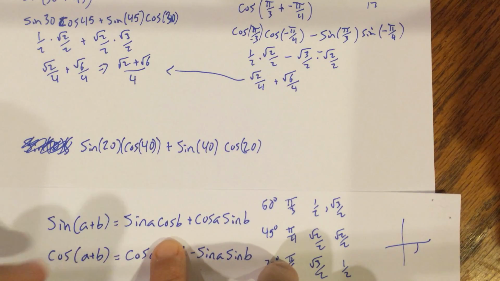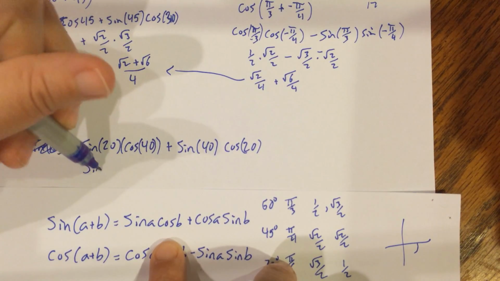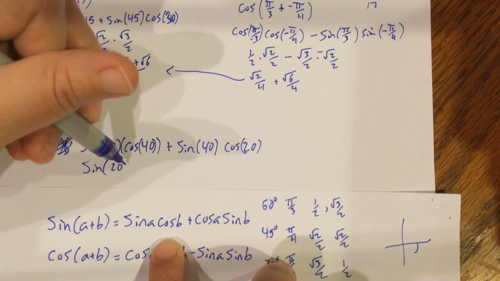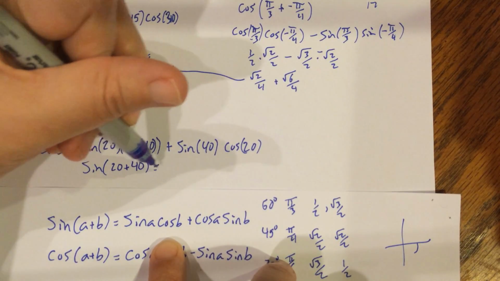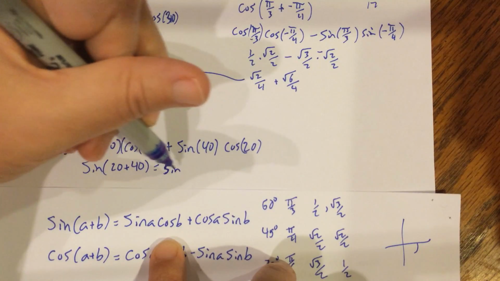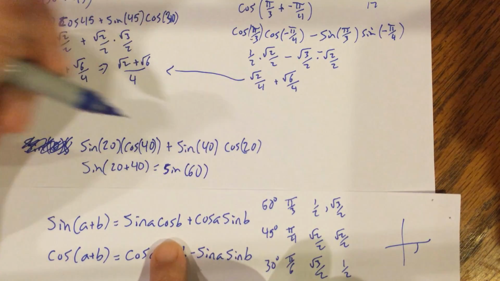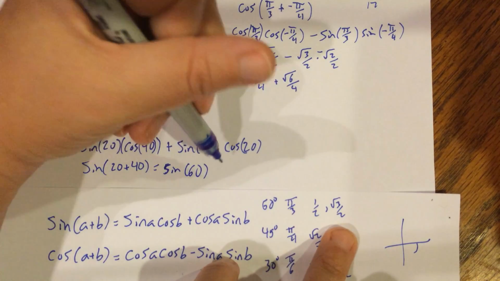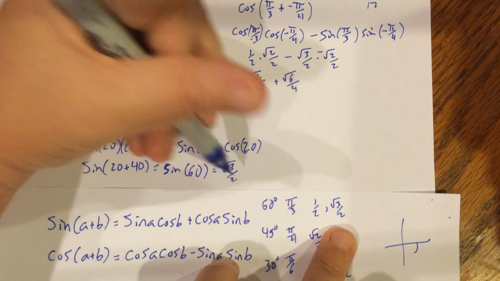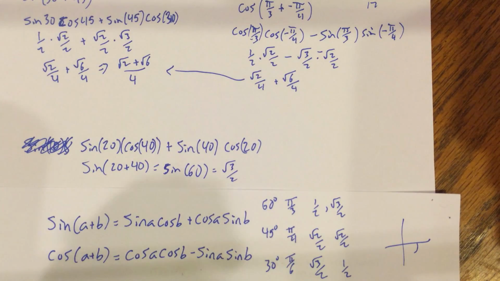Okay, so really, this is the sine of A plus B. So sine of 60. Well, sine of 60 I know. That's just square root of 3 over 2. Oh, that turned out a lot easier than I thought.